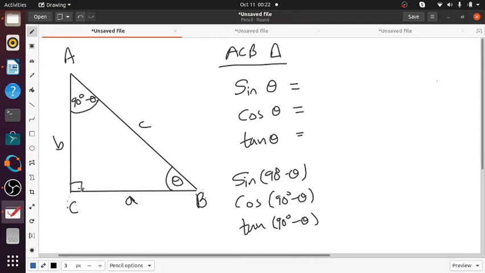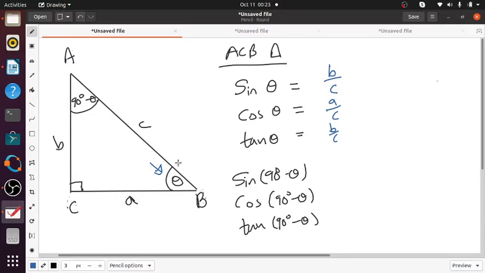Look at this triangle ACB. I have taken CB as A, AB as C, and AC as B. These are the sides, and the angle I'm taking as theta is this angle, right? For this angle we can write down the trigonometric ratios. Sin theta is the opposite side divided by hypotenuse, in this case B divided by C. Cos theta is adjacent divided by C, and tan theta is B divided by C.